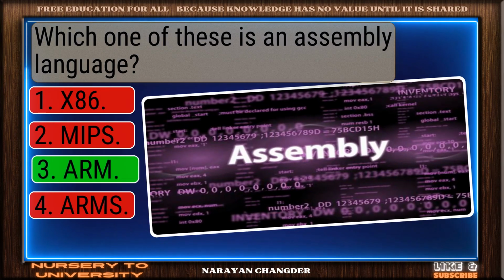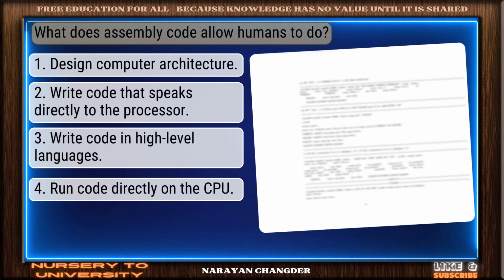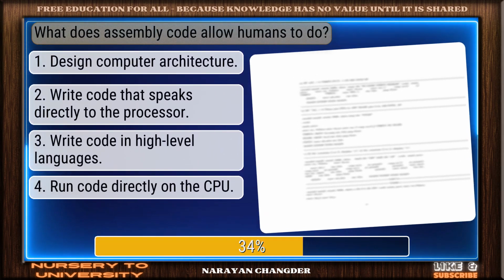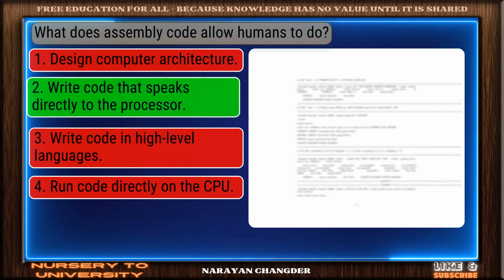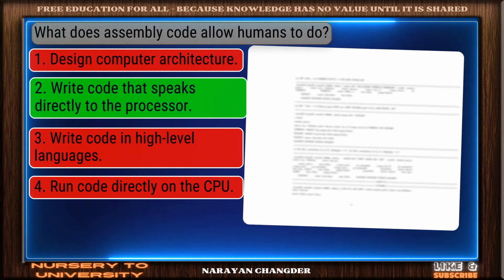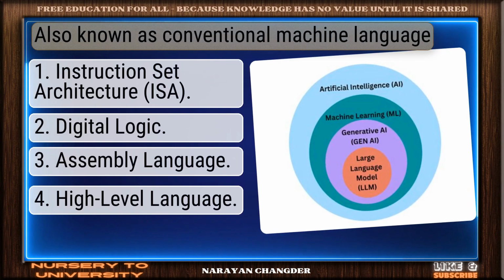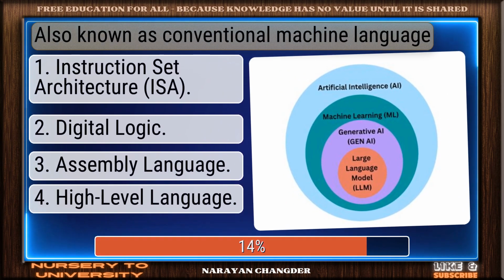Nice selection. ARM is the correct and valid answer. Question number 63. What does assembly code allow humans to do? Smart pick. Write code that speaks directly to the processor is the correct choice. Question number 64, also known as conventional machine language.